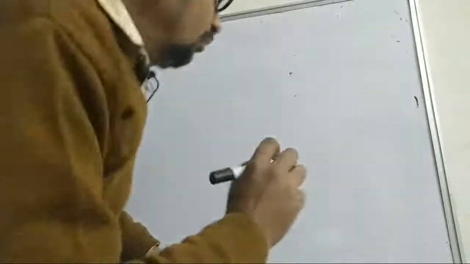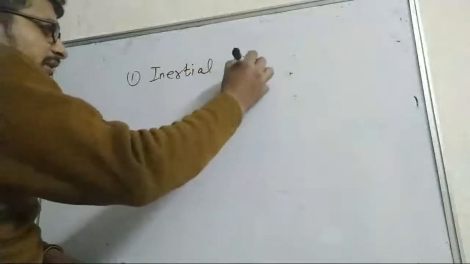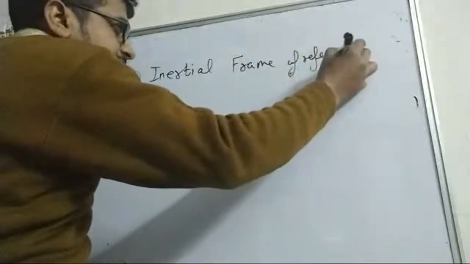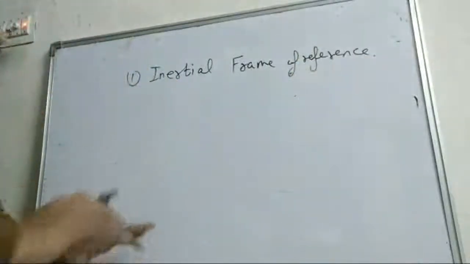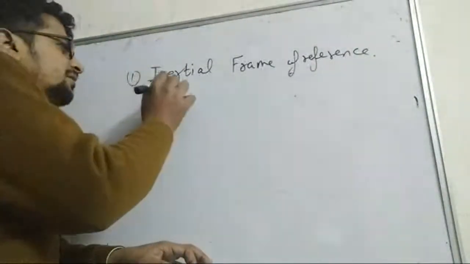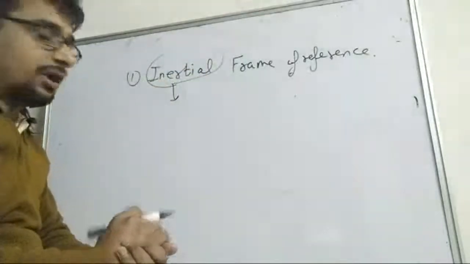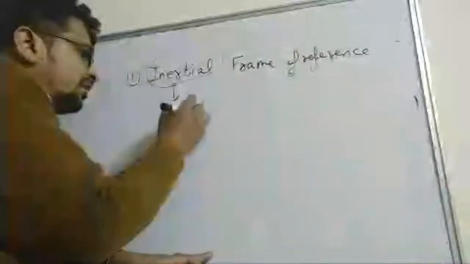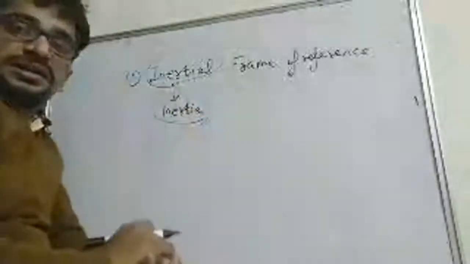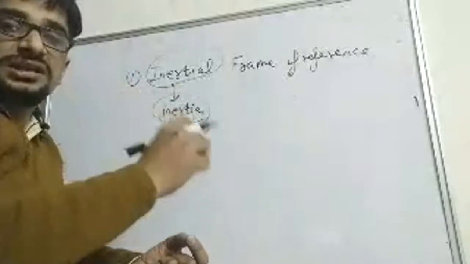Its types. The first type is the inertial frame of reference. Now what is this type of frame of reference? My dear, you have heard this term in school time, which is really inertia. And what is inertia? It is a property of any matter by which it opposes its change in state.